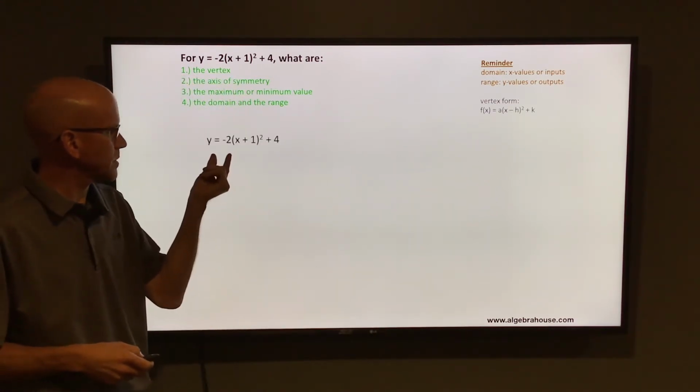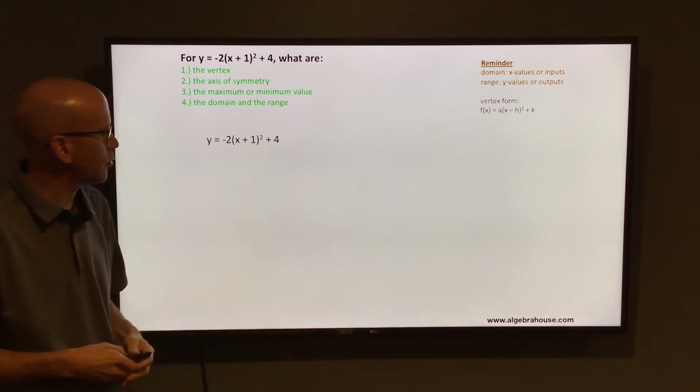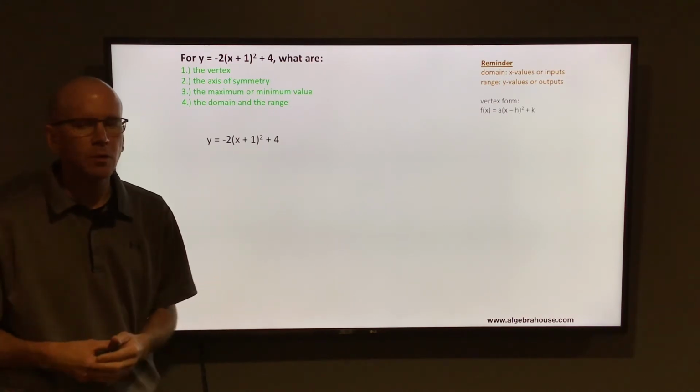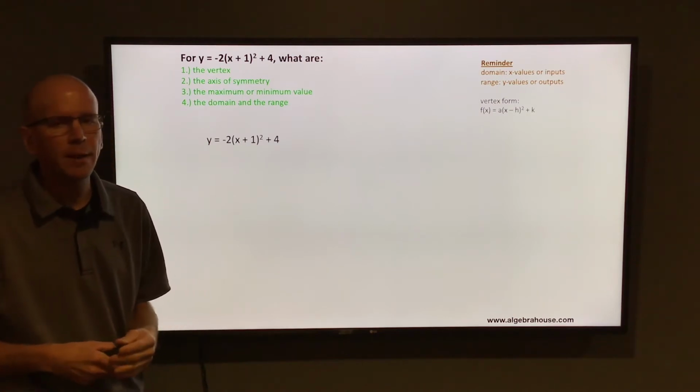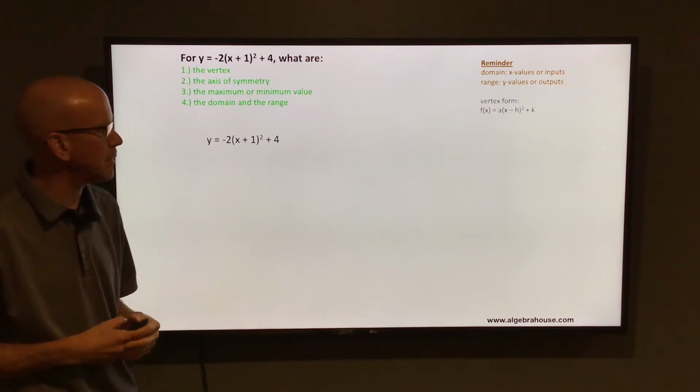So for this y equals negative 2 times x plus 1 squared plus 4, you can see since the coefficient of the squared term is negative, the parabola will open downward. So keep that in mind.